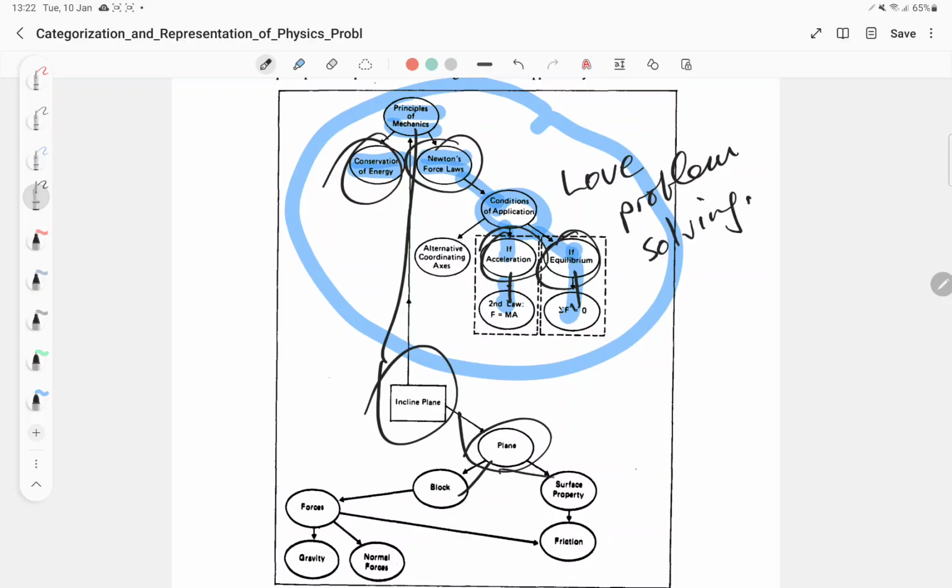We know it's a plane. Block, surface property. Surface property's got friction. The block's got forces. One of the forces is gravity, and there's other forces. Bang, they can work with the problem and they can solve it. And that gives you two very different ways that experts and novices are working with physics problems. It's vital for us as teachers to understand it, because it's going to give us different styles of teaching, for different kinds of learners who've got different kinds of expertise.